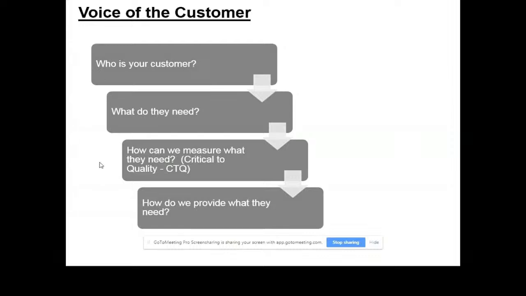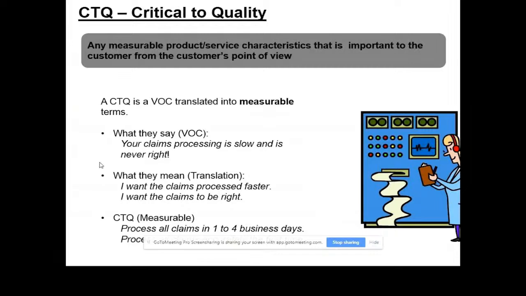Okay. All right. So when you get the VOC from the customer, you need to convert it into CTQ. CTQ is something which is measurable, right? So just to give an example, with VOC you would always get a vague term. For example, the example you see on the screen: your claim processing is slow and it's never right. Generally, a customer would give you statements like this. If you look at it, what the customer means is, I want the claim to be processed faster, and I want the claim to be right.